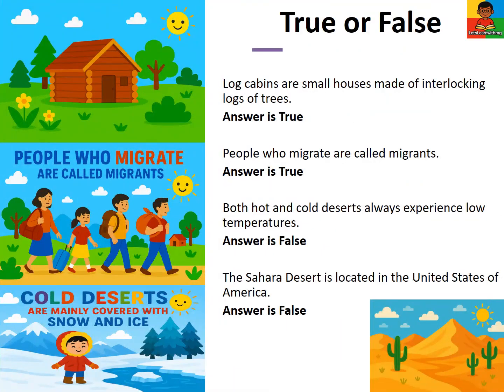Let's try some true or false questions. Log cabins are small houses made of interlocking logs of trees. This is true. People who migrate are called migrants. This is true. Both hot and cold deserts always experience low temperatures. This is false. The Sahara Desert is located in the United States of America. This is false.